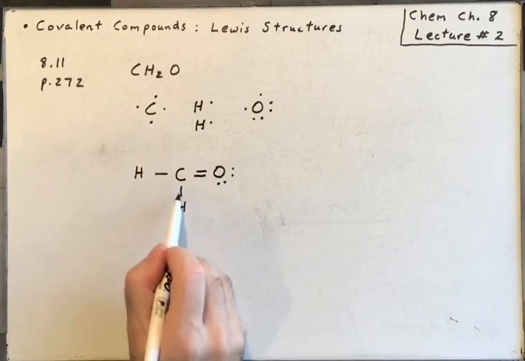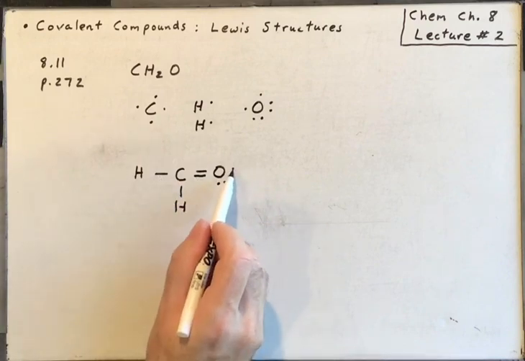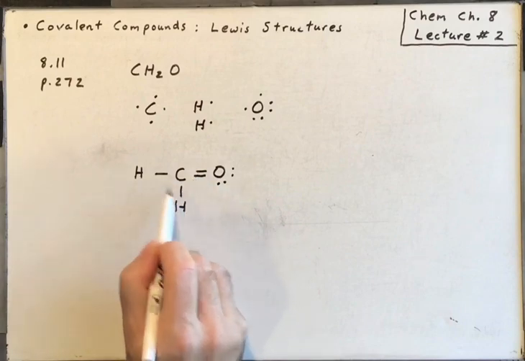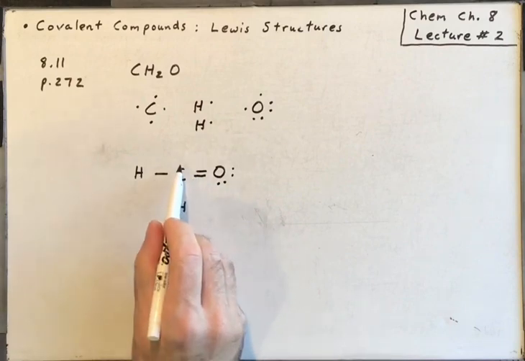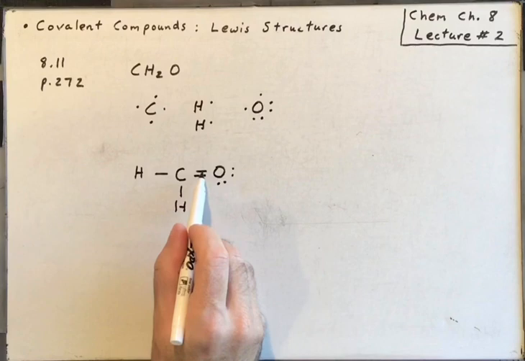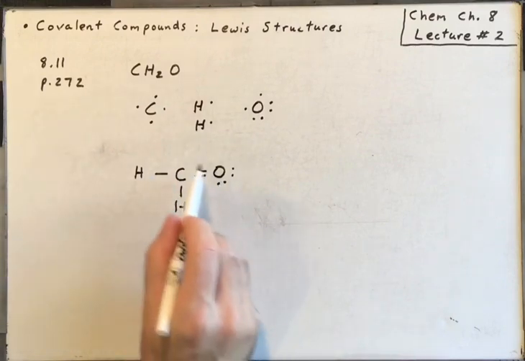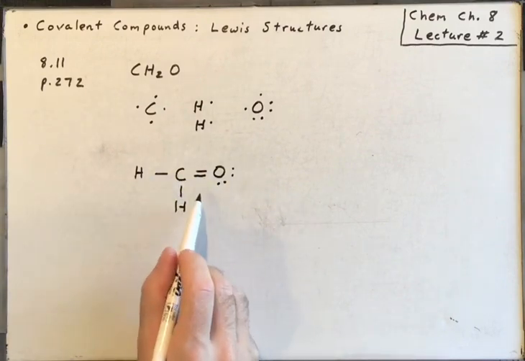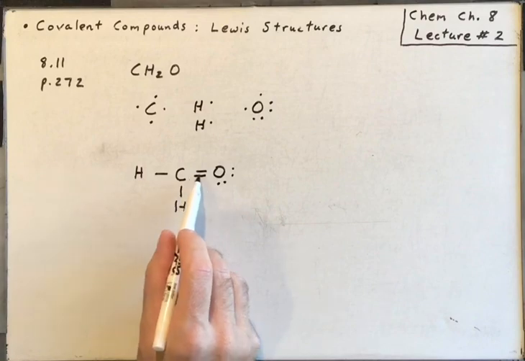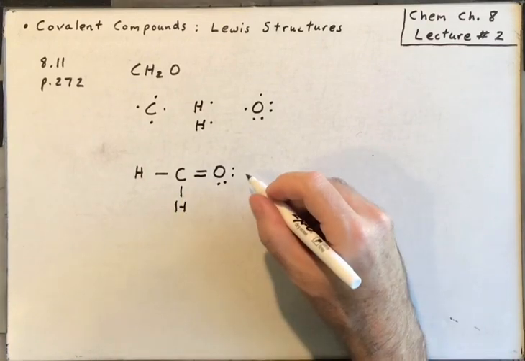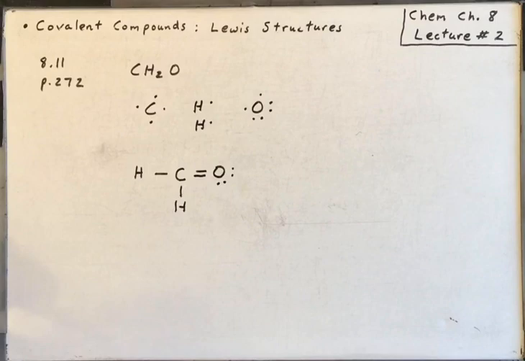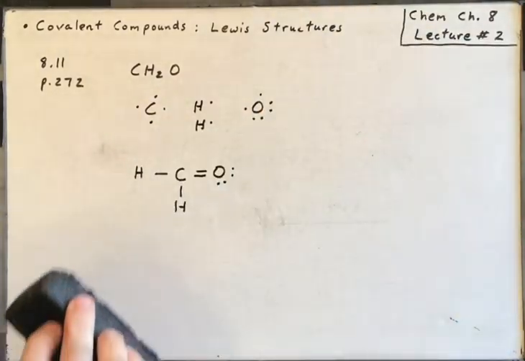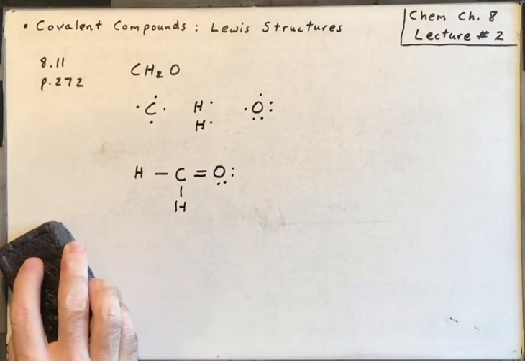So the carbon has 2, 4, 6, 8. Oxygen has 2, 4, 6, 8. Each hydrogen has 2. It doesn't matter if you put the oxygen going north or each hydrogen, something like this. I don't really care so much as long as you have the bonds shown. We don't really care so much about the shape here in chapter 8. All right, let's do one more.